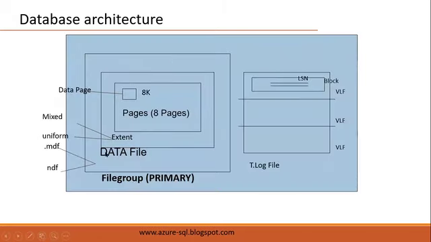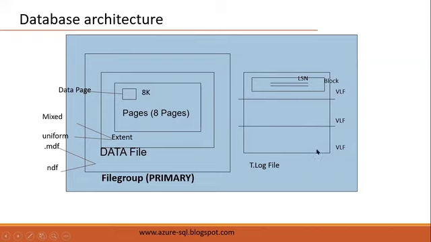Check here: in a file group there is a data file. Two types of data files we have seen. Again, a data file has extents. Under an extent, we have pages. In a page, actual data is present. We'll see extents and pages once again practically now.